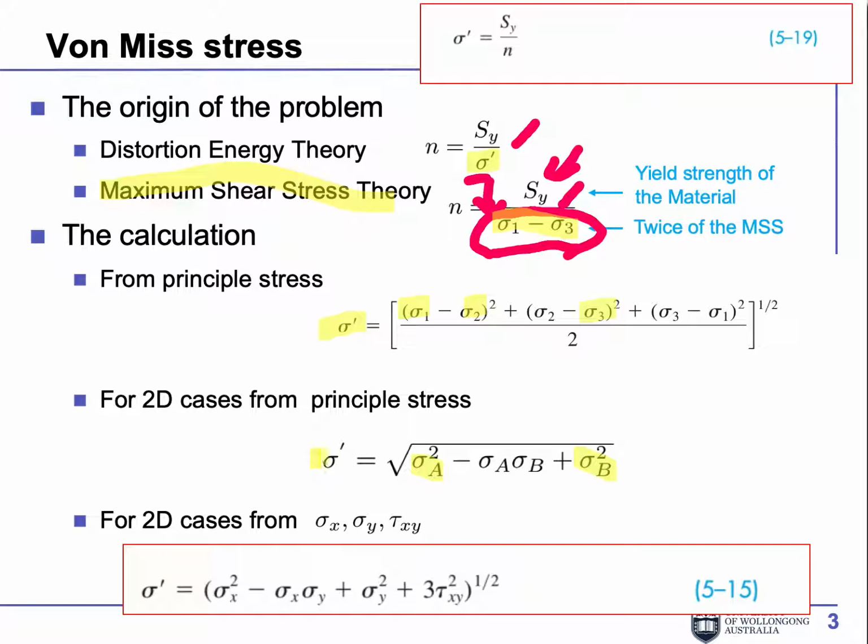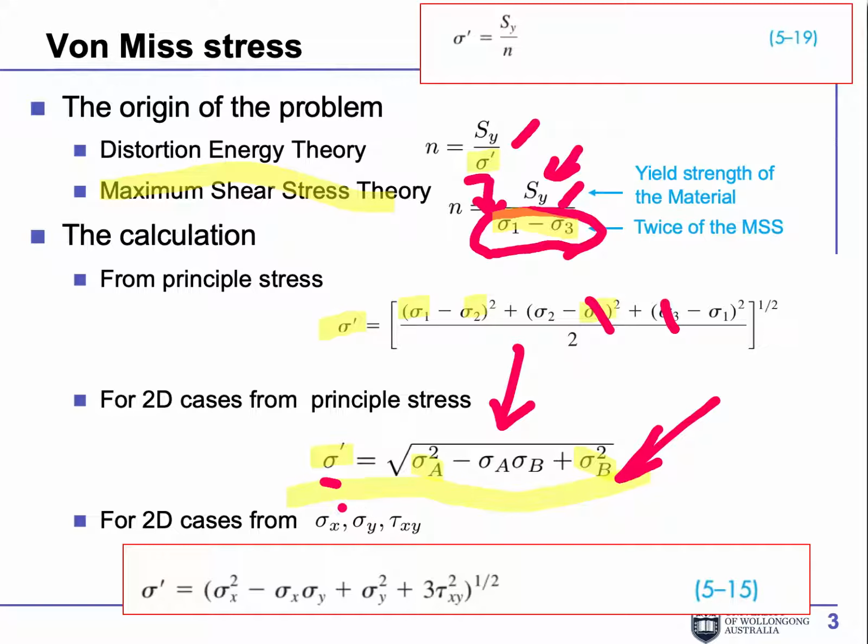So von Mises stress can be calculated with this. Simply, from the top one to this one, you replace sigma 1 with sigma A, sigma 2 with sigma B, and simplify, you get this. Make sigma 3 equal to 0, basically. Get rid of that, and do a calculation. So if we know the principal stresses, we can calculate the von Mises stress.